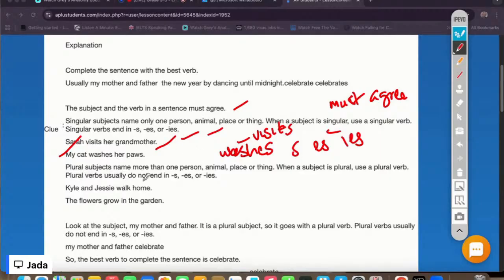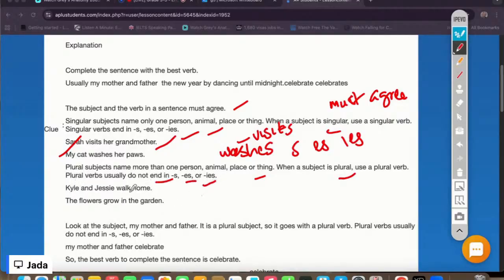So the next is plural nouns. Plural subjects name more than one person, animal, place, or thing. Of course, we know that plural is more than one. When a subject is plural, you have to use a plural verb. And plural verbs do not end in s, es, or ies.